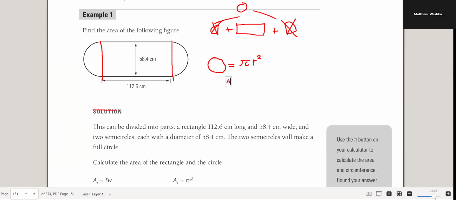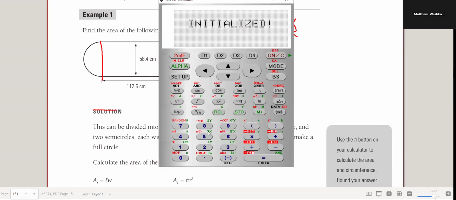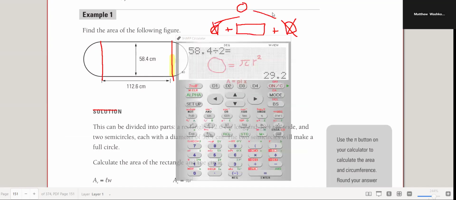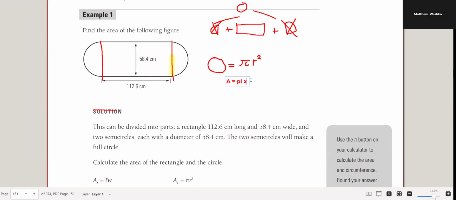What's my radius of this? Let's find it out. So the area of my circle here is pi times my radius, which is 58.4. No, it's not. Some of you caught me there. This is a diameter, right? This here is the diameter of the whole thing. I don't care about the whole thing. I only care about half of it, right? So I've got to cut 58.4 in half, divide it by 2. 29.2. So it's pi times 29.2 centimeters times 29.2 centimeters, right? Because that's squared.